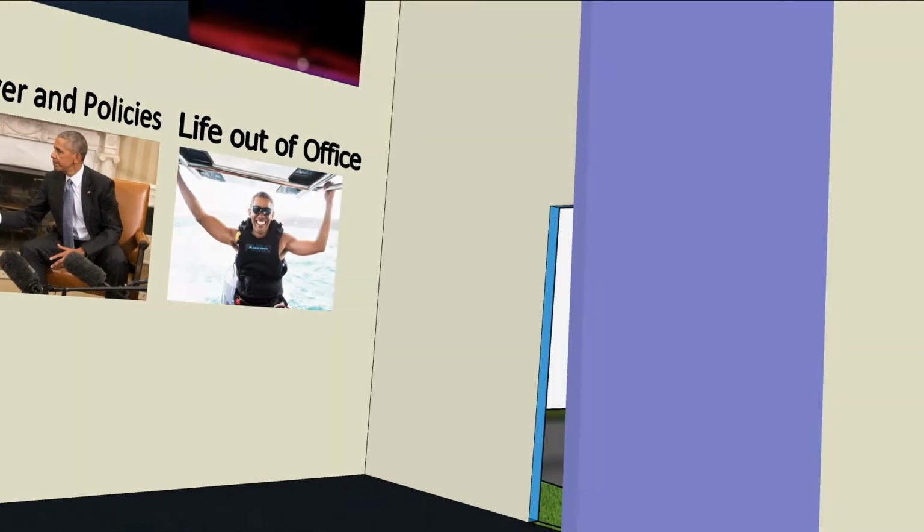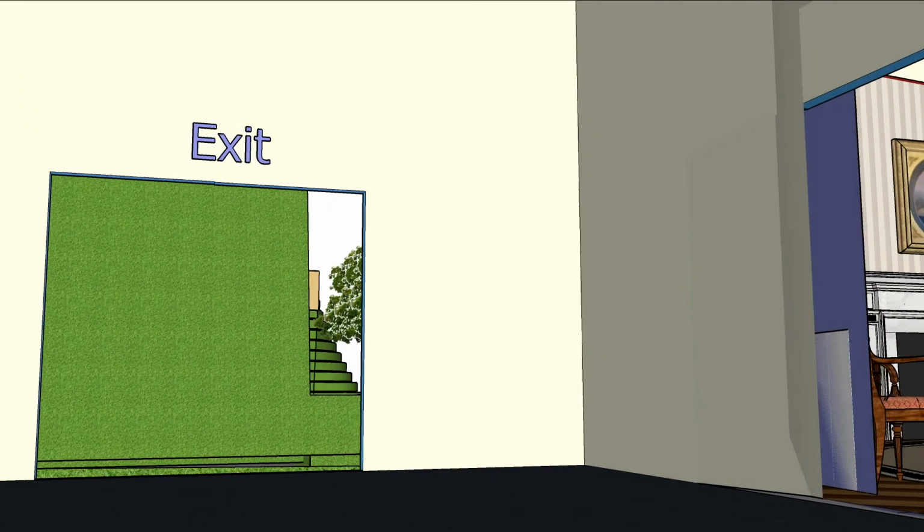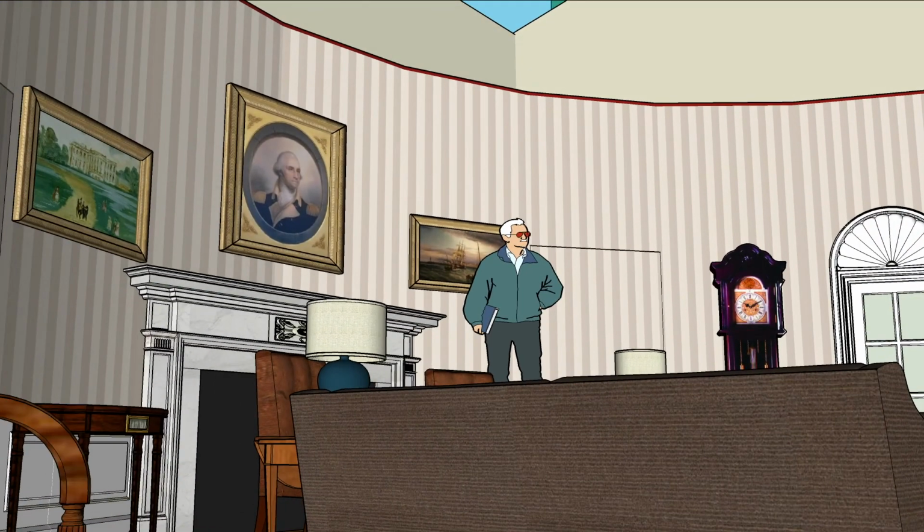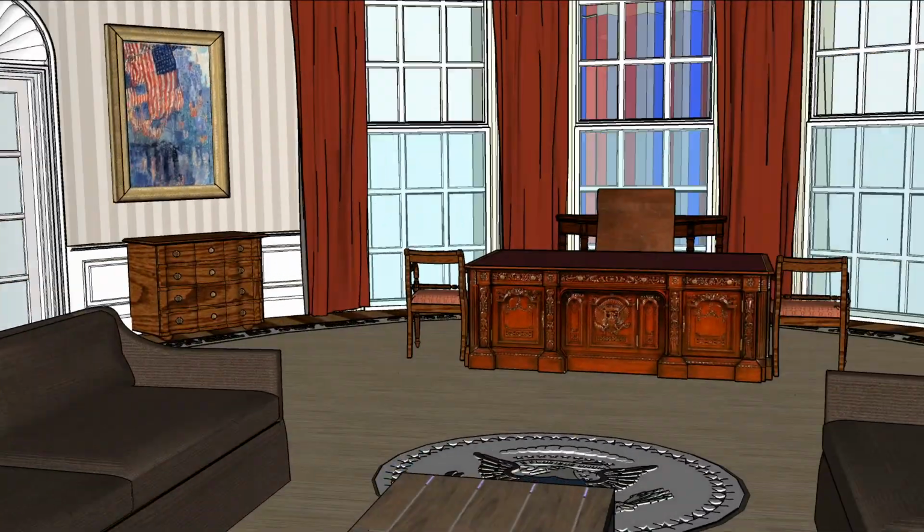The visitor will leave the exhibit by walking around or through the Oval Office, depending on if there is programming going on in there. This will be a situation room where school groups and others can reserve time in the office to role-play scenarios that the president might face while in office.